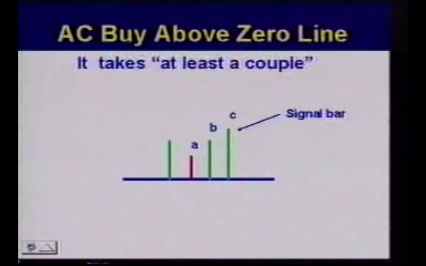Okay, here we are with the AC buy above the zero line. Here's the zero line represented by the blue line. We have a green bar, a red bar. The red bar is the color change that we must have before a signal can be created. So here's the next bar that comes out, that's B, it's green, and the next one is C. So you have 2 consecutive higher highs after your color change. That's what it takes to trigger the signal.